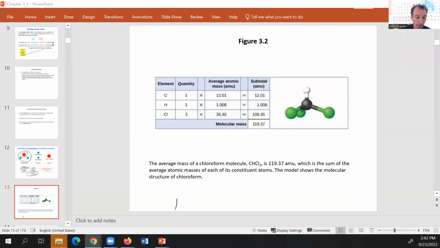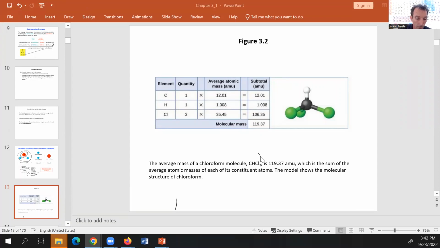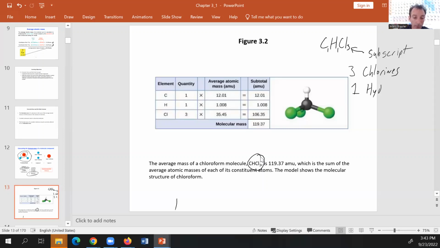Now you could also, let's look at this molecule here, chloroform, CHCl3. Now that's a subscript here, the numbers on the bottom. Subscript. So that tells you there's 3 chlorines. There's an implicit 1 here and a 1 here. They don't write them on these molecular formulas, but just know that that's what that means. 1 hydrogen and 1 carbon.